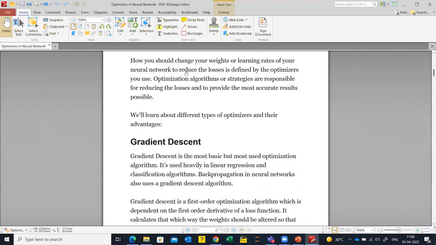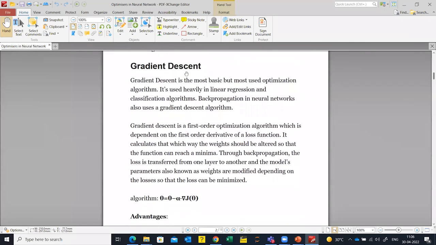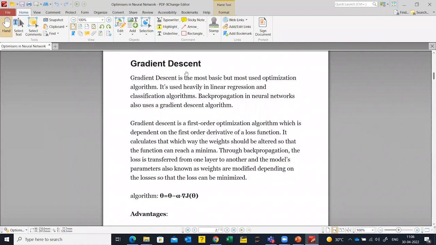So let's come to the first one, which is the most basic one, and we have already gone through it previously. Now, gradient descent. Gradient descent is the most basic but most used optimization algorithm. It's used heavily in linear regression and classification algorithms. As I said, we have all gone through it. And the backpropagation in neural network also uses a gradient descent algorithm. The good thing about neural network is that we can do the backpropagation in order to compare our actual values and the predicted values. And here we will be using the gradient descent algorithm for our analysis.